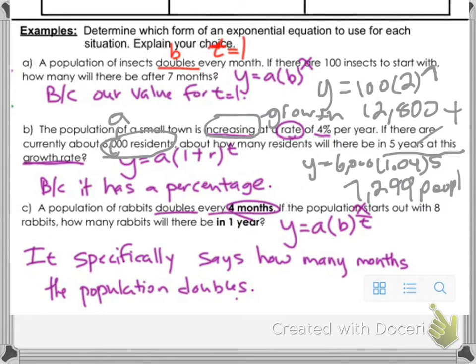Alright, a population of rabbits doubles every 4 months, so doubles, we know that's our rate. 4 months is our time. If the population starts out with 8 rabbits, so 8, that's our A value. How many rabbits will there be in 1 year? So that's my X. On this one, we have to convert 1 year into months. So we know that there are 12 months in 1 year. So we know X is going to be 12 months.